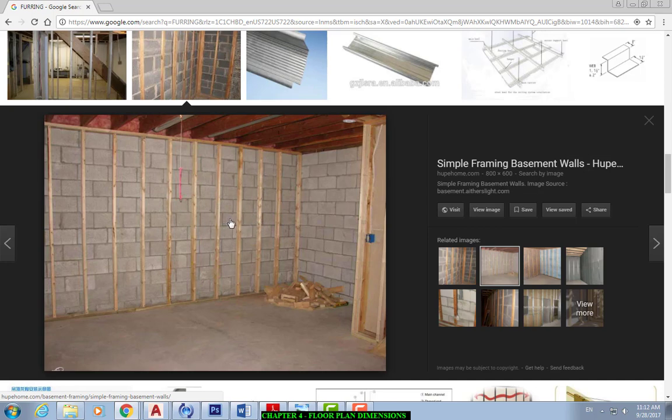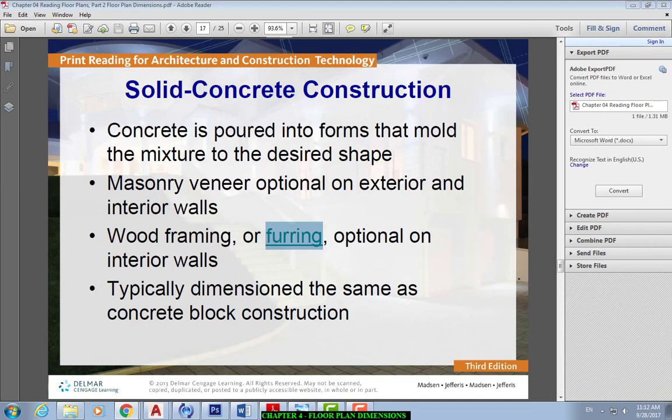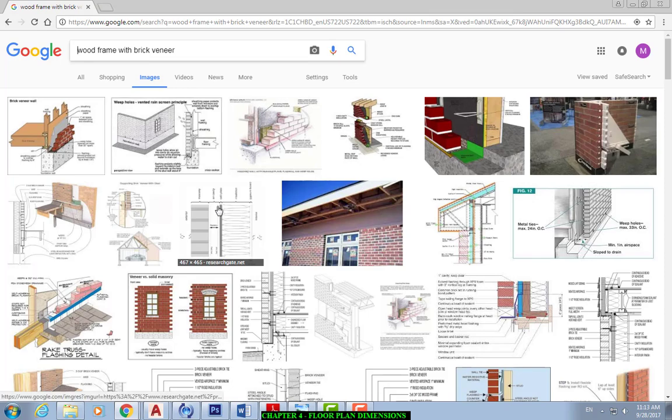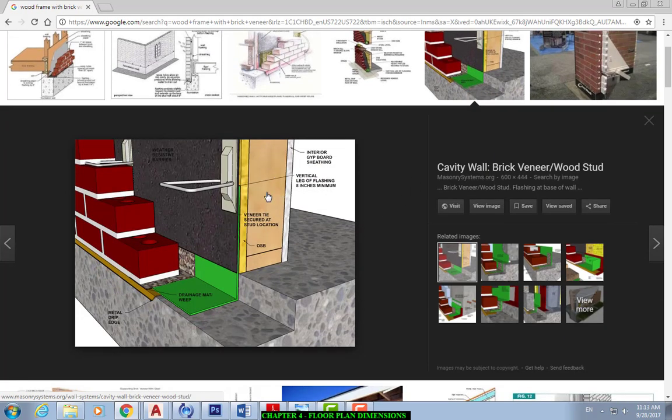In contrast, in a frame home or frame structure, which is the opposite, the structure is being held by wood, and the brick is just for viewing purposes. So it works the opposite.